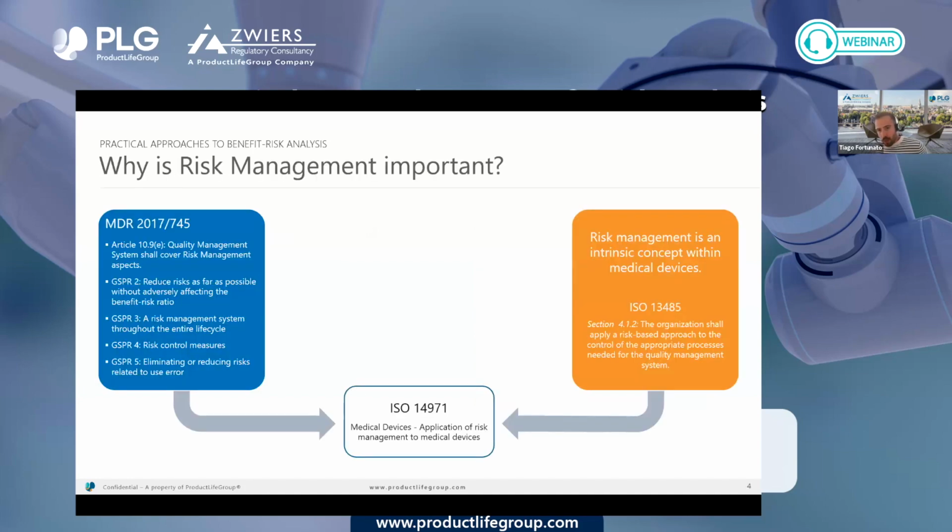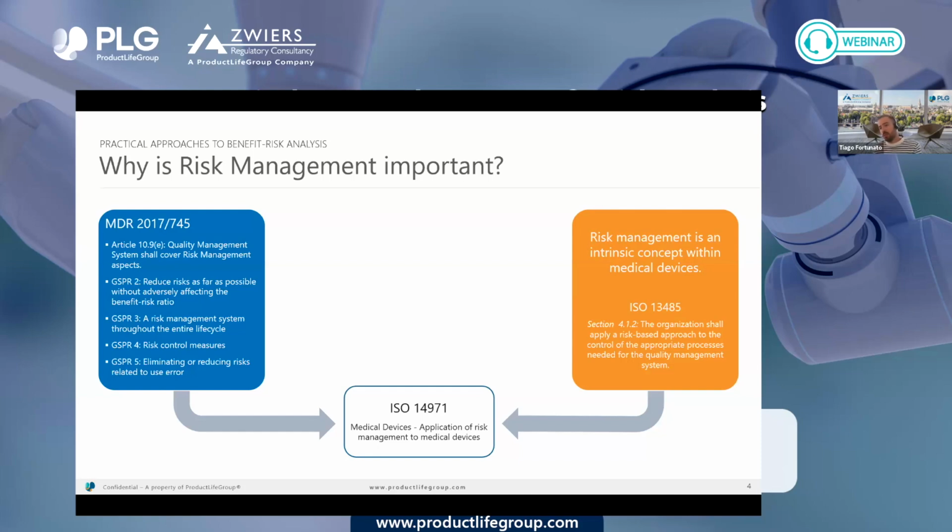So why do we have to think about risk management in the first place? Well, risk management helps manufacturers identify potential hazards and evaluate the associated risks with their medical devices. In Europe, it's essential for compliance with MDR. If you look at Article 10.9, it clearly states that a quality management system addressing risk management is required. Then you can also find other requirements related to risk management in GSPRs 2 to 5, mainly.